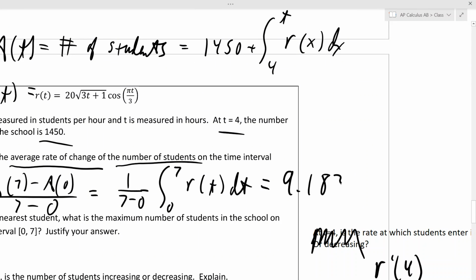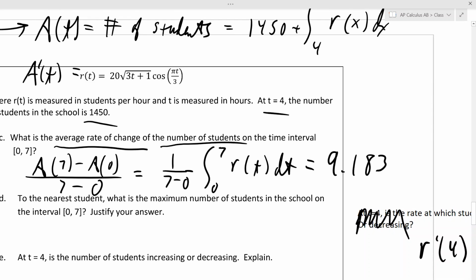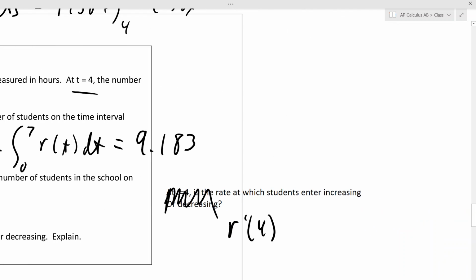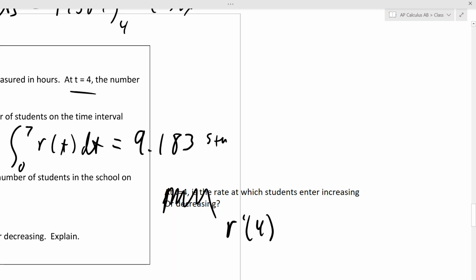And notice I'm writing out the formula I'm using here. So you don't need both of these. Either this will work if you do it that way, or this will work. But you should write the formula out you're using if you're going to use your calculator. Okay, and since this is average rate of change of students, this will be students per hour.